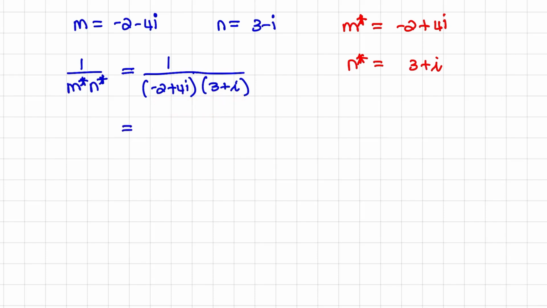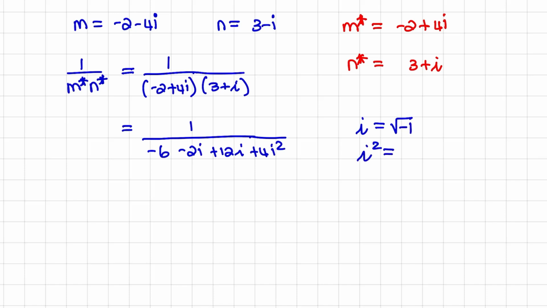So when I expand, I have 1 over negative 2 times 3, which is negative 6. Then negative 2 times i, which is negative 2i, plus 4i times 3, which is plus 12i. And then plus 4i times i, which is plus 4i squared. So remember that i is the imaginary number, the square root of negative 1, and that i squared is equal to negative 1. So this last term would be minus 4. So if I add like terms together in the denominator, I have negative 10 plus 10i.